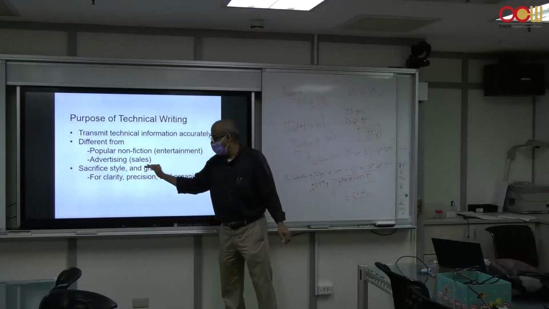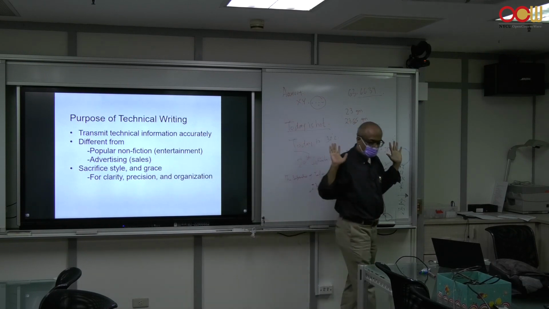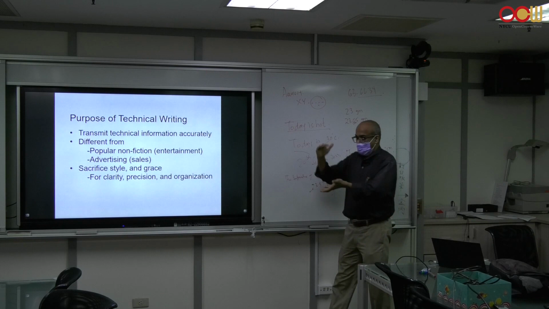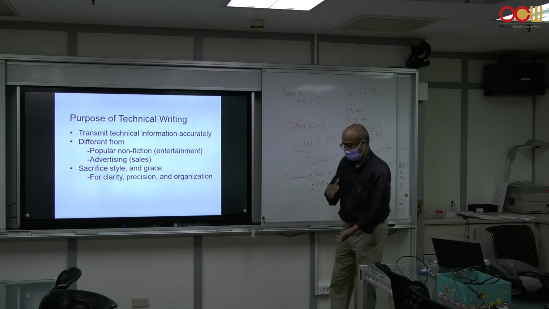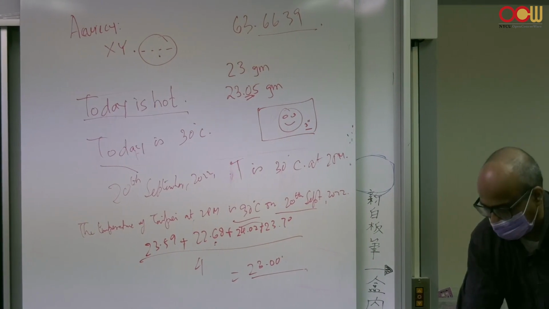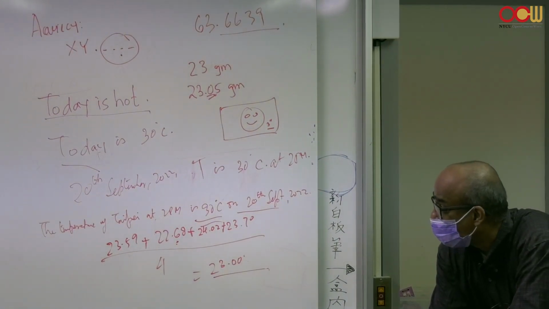So no style, no grace. Just clarity, precision, and organization. That's what we are looking at. It should be clear, precise, and organized. We should have sections, very nicely organized. I will show you how to organize your writing. You probably know, but we will do it in a better way.